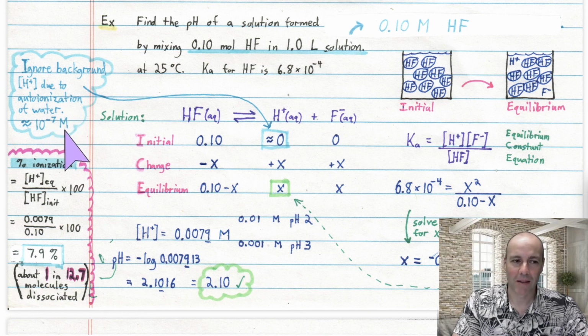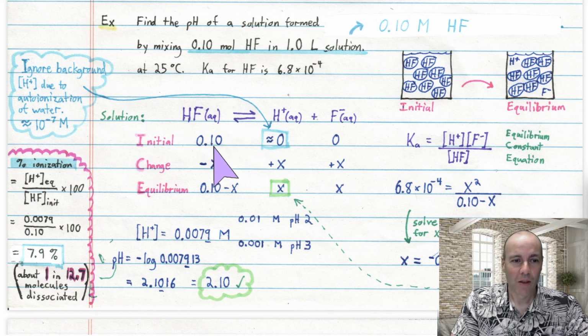It turns out that it's about 10 to the negative 7 molarity, and we'll discuss that in the next video, but it's insignificant compared to the proton concentration that acids give you. So that's why we ignore it. So these are your initial concentrations.